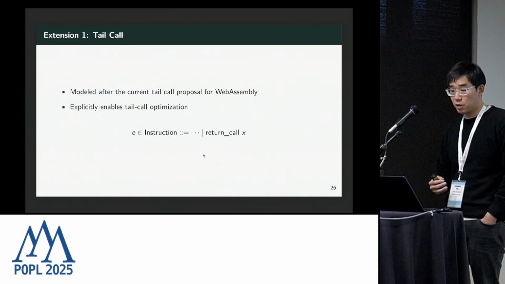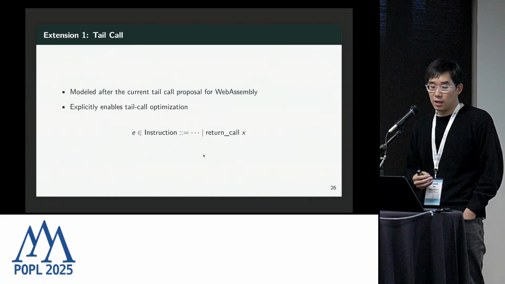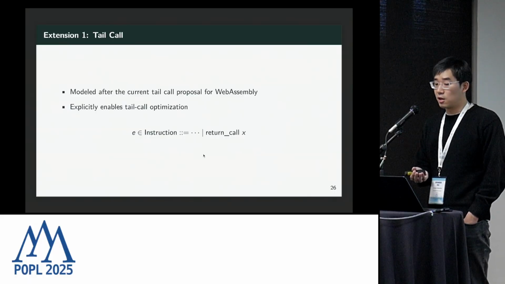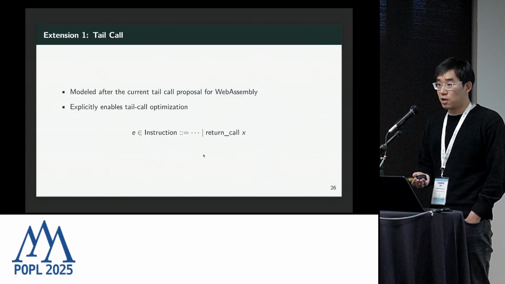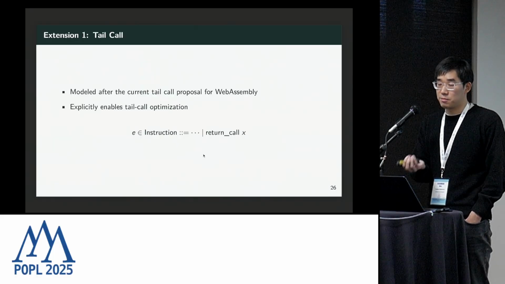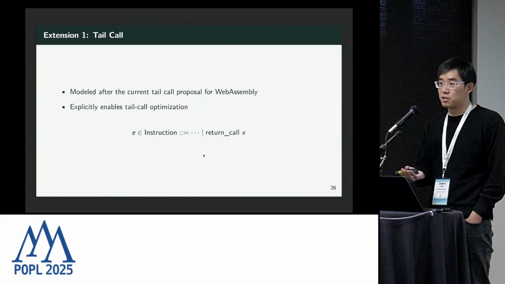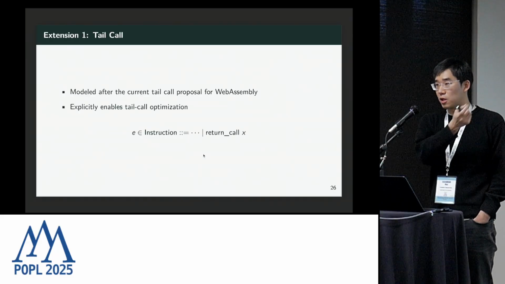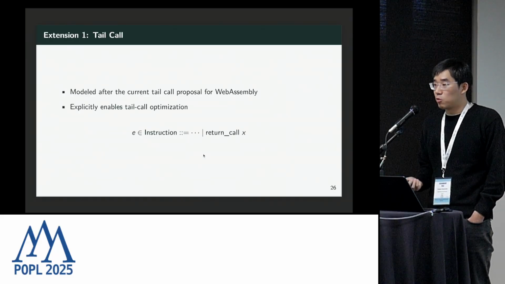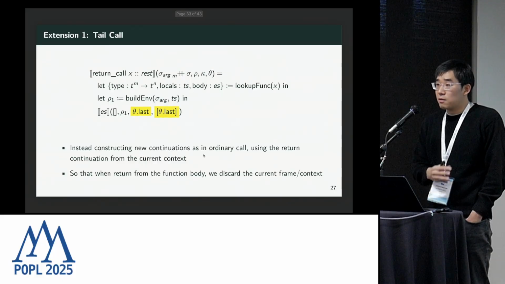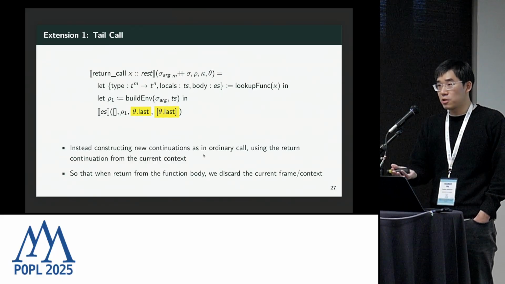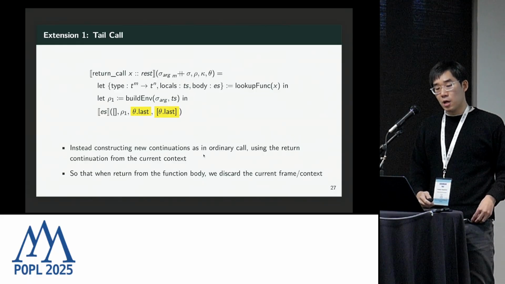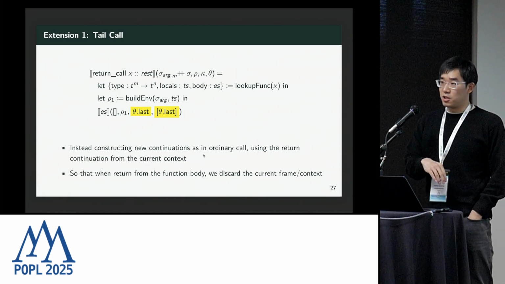The first thing I want to show is this tail call instruction. It's modeled after the current tail call proposal for WebAssembly. And by using this tail call instruction, we can explicitly enable optimizations for tail calls. And here we just model a very simple instruction, this return call. And the semantics in our framework can be straightforward because we already showed the semantics for function call. And here we just look up the body of the function and build a new environment. But we are giving a different kind of continuation here.